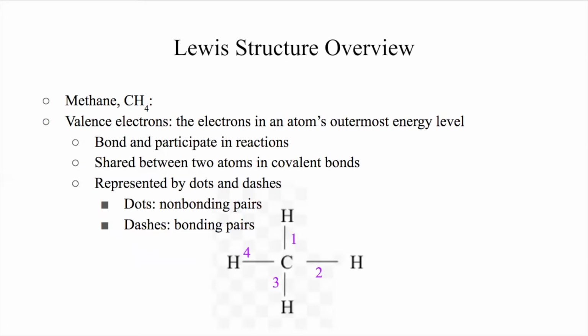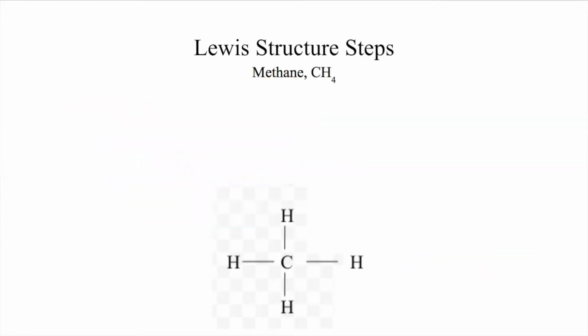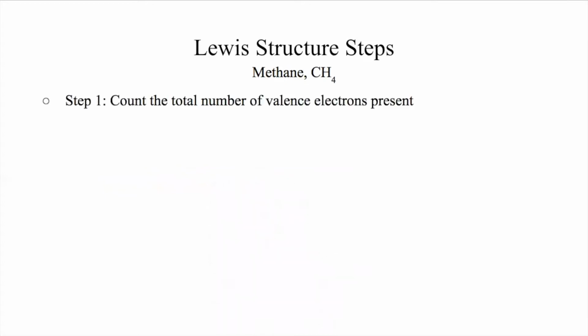As you can see, methane has 4 bonding electron pairs, for a total of 8 valence electrons being shared between hydrogen atoms and that central carbon atom. Let's go through the steps of drawing a Lewis structure. We'll try to replicate this one of methane. Step 1 is always to count the total number of valence electrons present in the molecule.